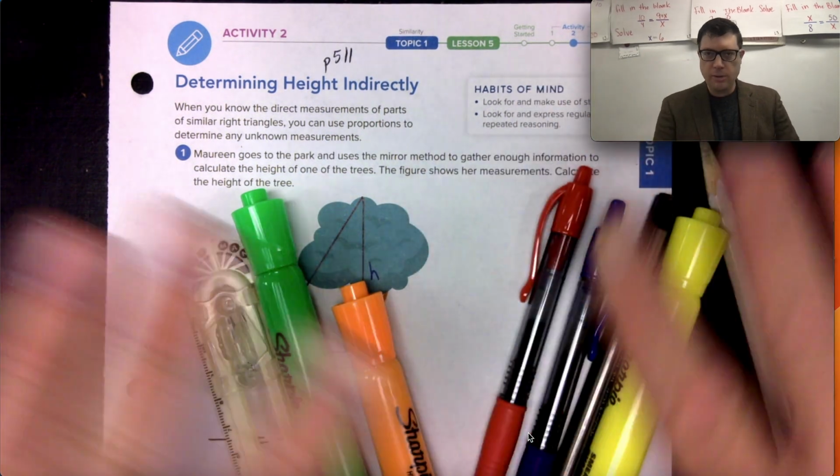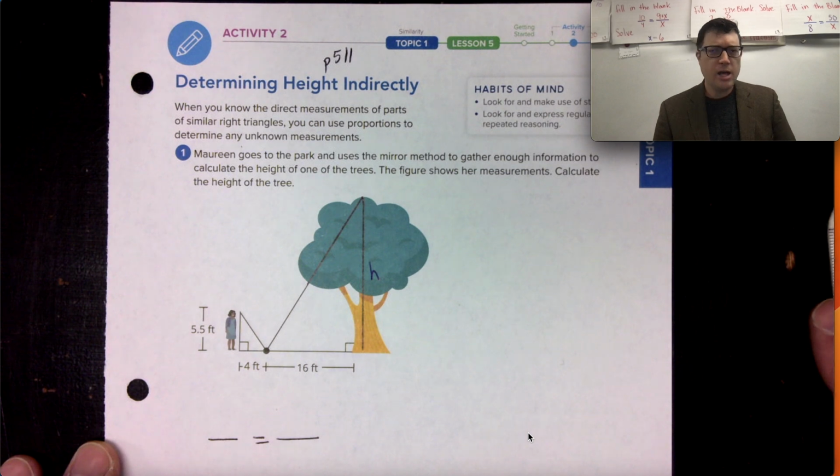Please have all of your materials ready to go. And of course, page 511. And let's get into it.